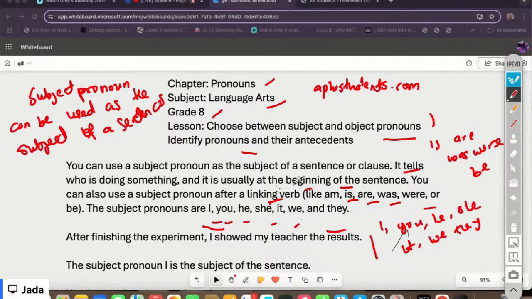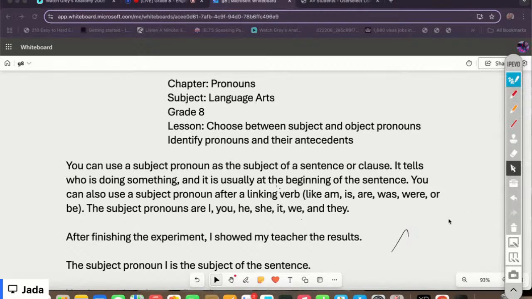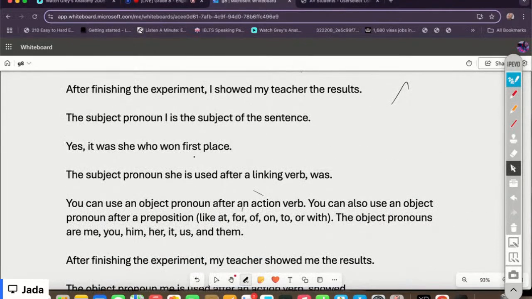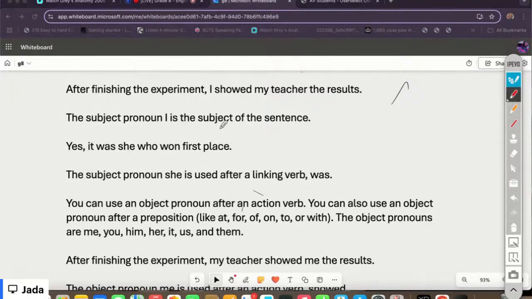For example, we have: After finishing the experiment, I showed my teacher the results. In this situation, the subject pronoun I is the subject of the sentence. You see that it doesn't start the whole sentence, but it starts this part of the sentence, and the remaining sentence comes after I.